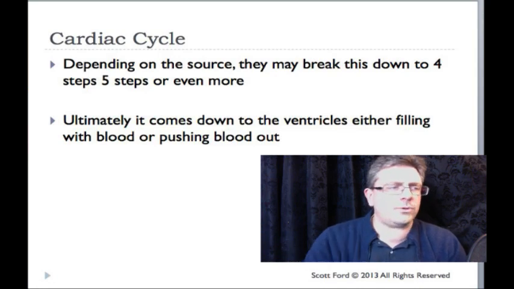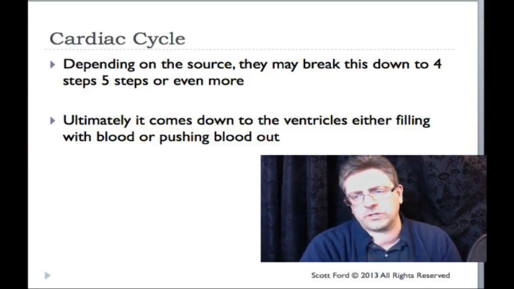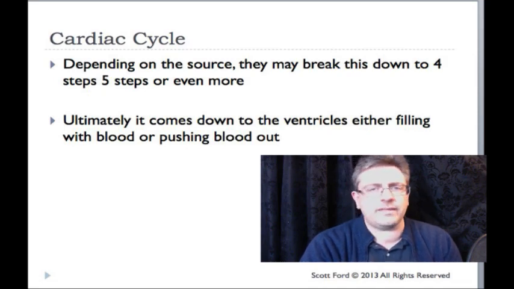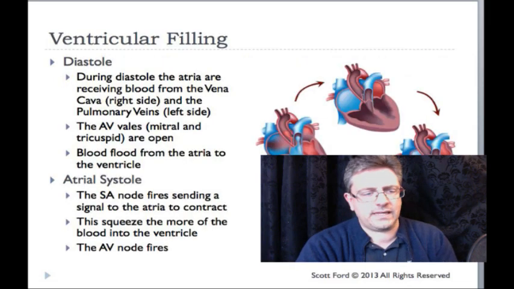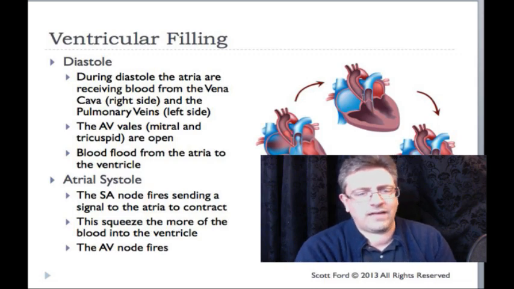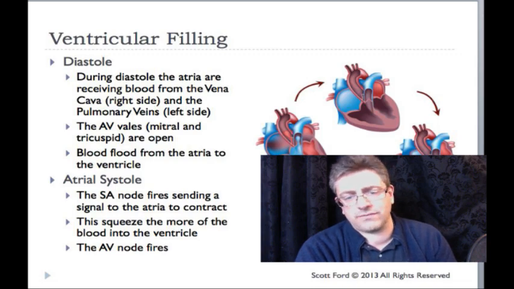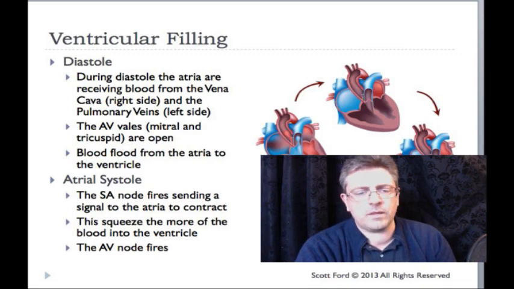Depending on who you're reading, depending on your anatomy book, they can break this down into 4 or 5 steps or even more. Ultimately, it comes down to the ventricles either filling with blood or pushing the blood out. Here we're taking a look at ventricular filling. We have diastolic and systolic. During diastole, the atria are receiving blood from the vena cava and the pulmonary veins. The atrioventricular valves, the mitral and tricuspid, are open. Blood flows from the atrium to the ventricle.